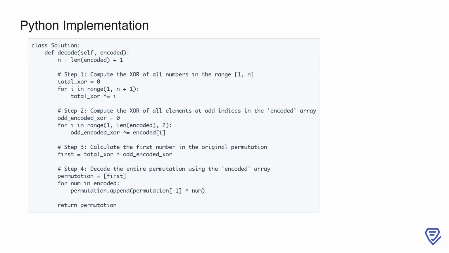6. Edge cases. The algorithm handles cases where the permutation size is small, e.g., n equals 2. Since XOR is commutative and associative, it guarantees correctness regardless of the permutation order. Finally, the reconstructed permutation array is returned as the result. The algorithm runs in O(n) time, which is efficient for the problem constraints.